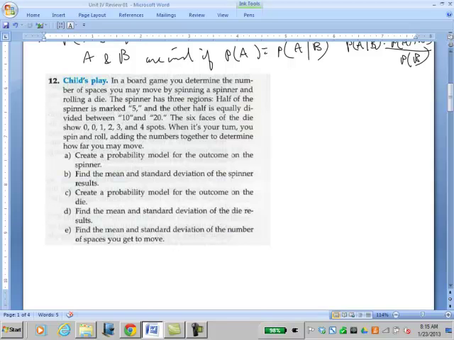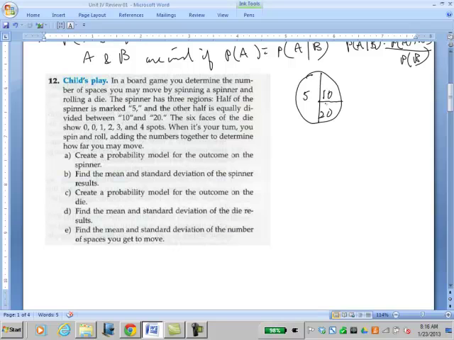You throw a spinner, and you roll a die. Okay? And the spinner has, well, let's draw a picture. A is the spinner. I'll draw a quick picture. Here's the spinner, and half of it is 5, and 1/4 is... no, I'm sorry, 1/4 is 10, and 1/4 is 20.